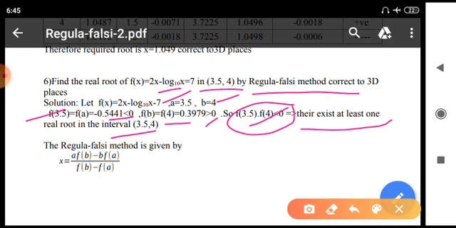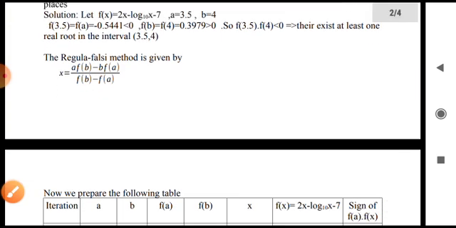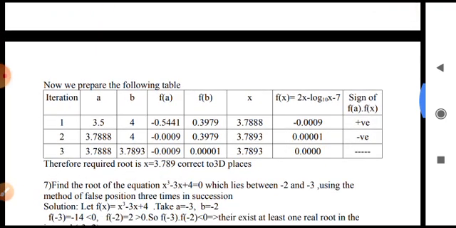The regular falsi method is given by the formula x equal to a into f of b minus b into f of a whole divided by f of b minus f of a. Now we prepare the table.